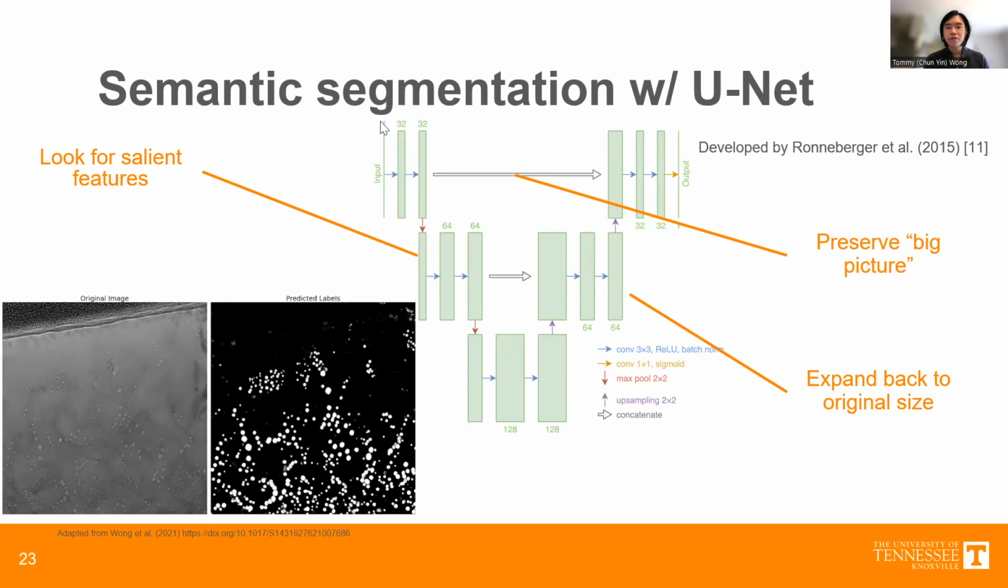Then to actually generate the labels that match the size of your image, it has to be expanded back to the original size by these upsampling layers. And that expands this label back to the original size of the image.